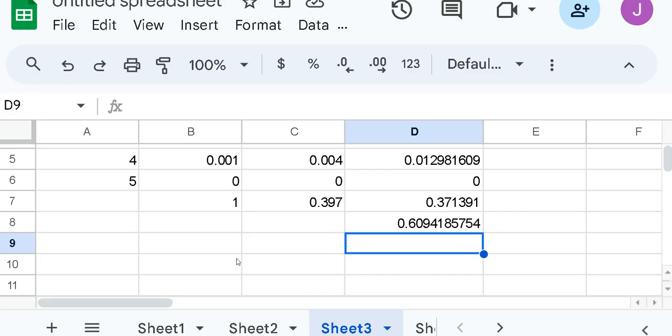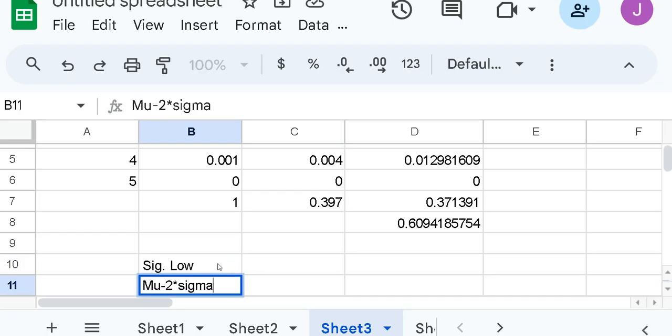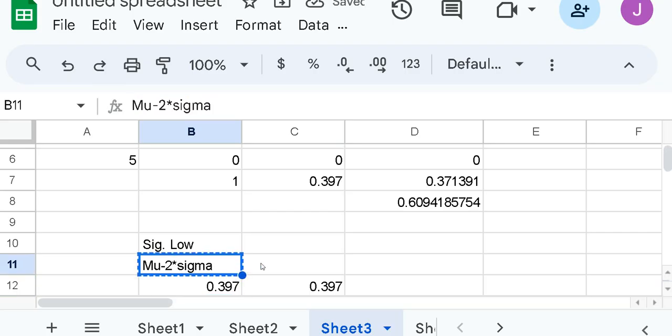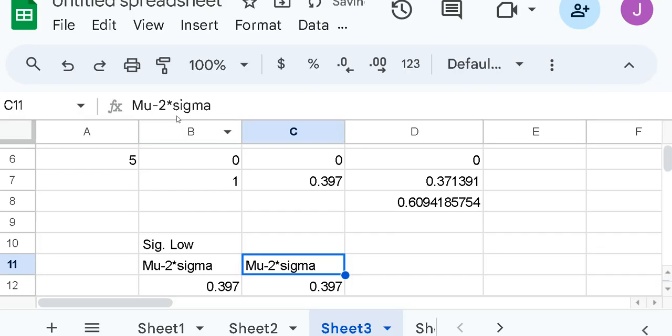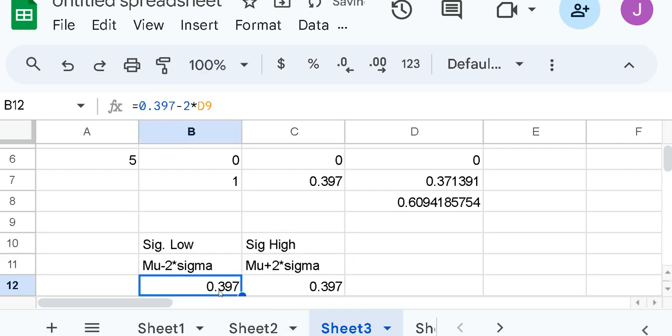Great. Let's determine using the range rule of thumb what values are significant, what values aren't significant. And I'll remind you that significantly low starts at mu minus 2 times sigma, and significantly high is going to be mu plus 2 times sigma. So I want to do both of those calculations.